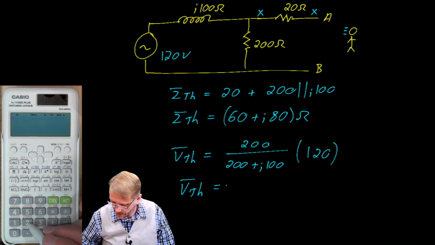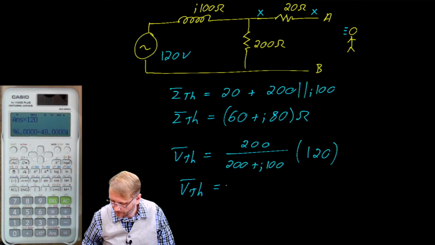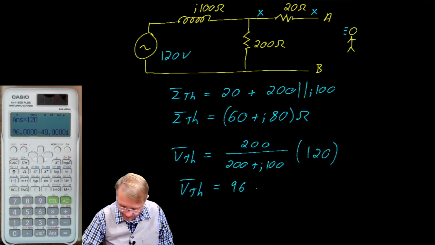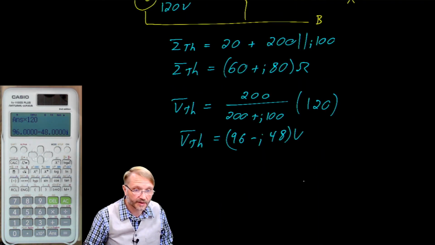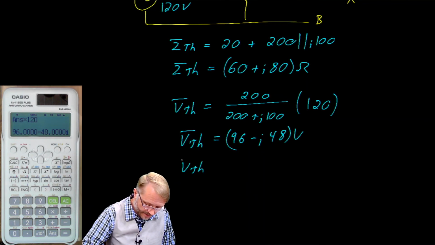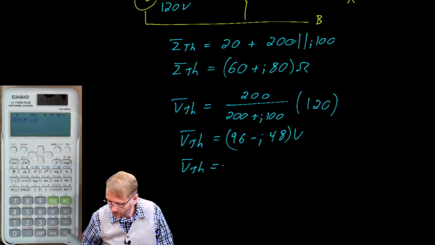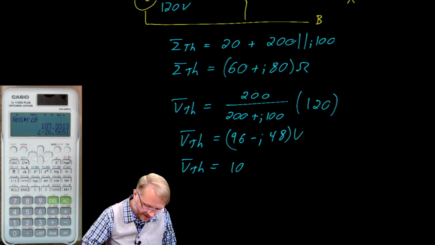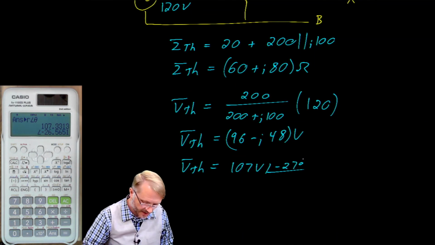Let's try that with a calculator. So 200 divided by parenthesis 200 plus 100j, equals, and then you multiply that by 120. So it gives us 96 minus j48, which is true, but not very useful because that is not what our meter would read. So what we'll do is shift that into polar form. And this is what the meter would tell us. We have 107 volts at a phase angle of negative 27 degrees.